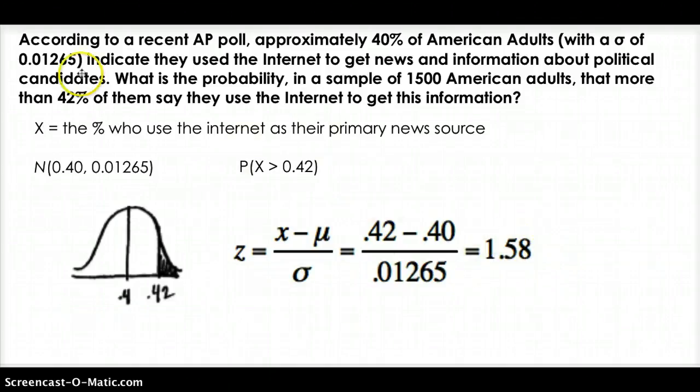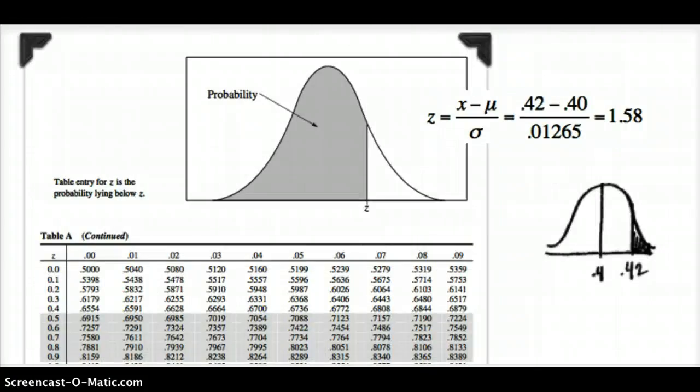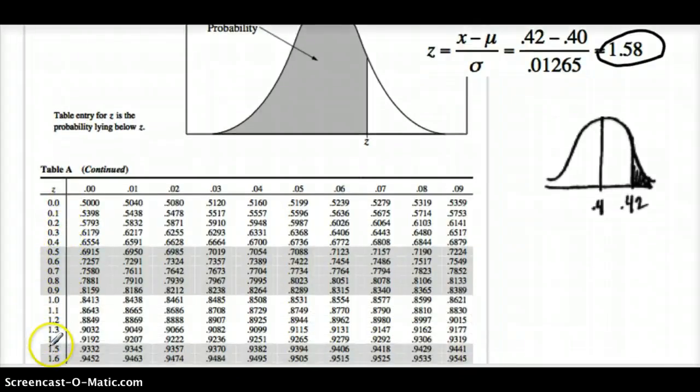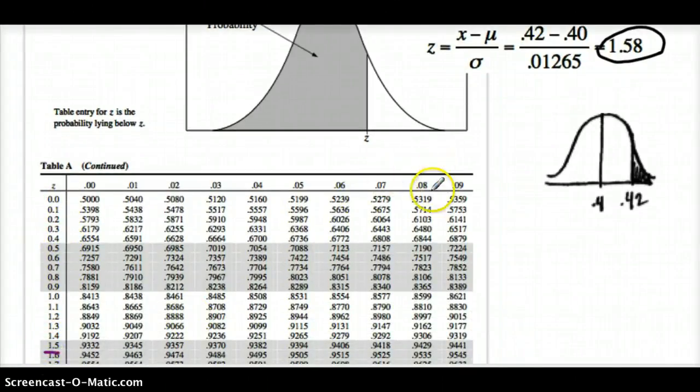Now that we have our z-score calculated, we can find the probability. If you recall, we find the probability by looking up our z-score in our table. So we have a z-score of 1.58. In my table A, I'm going to scroll down to find the 1.5. And over here, across the top, I'm interested in the hundredths place, which is 0.08. So I'm going to go down this column and over on the 1.5 row until I come to the one that matches both.